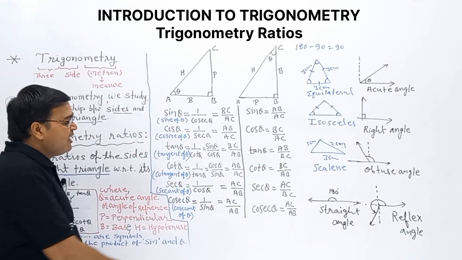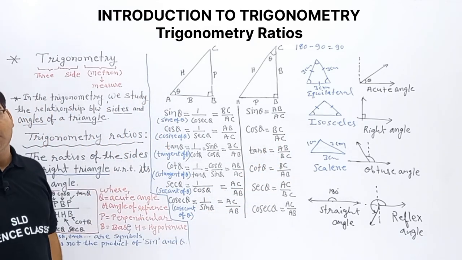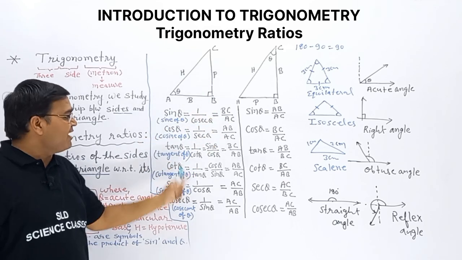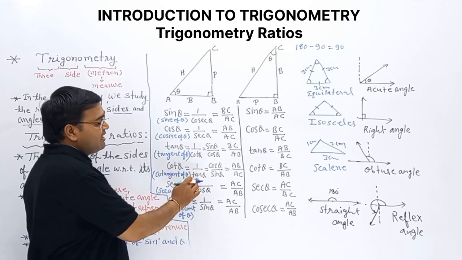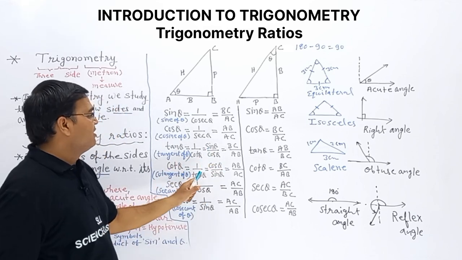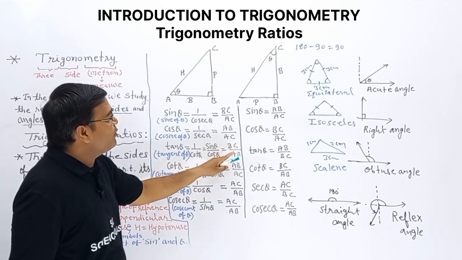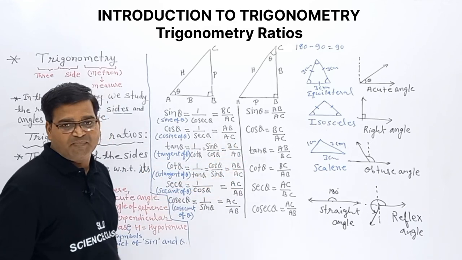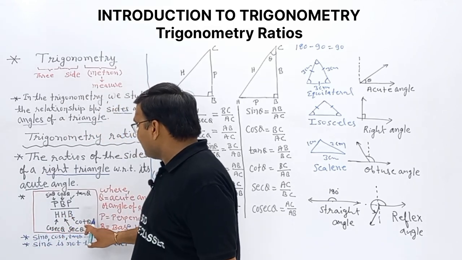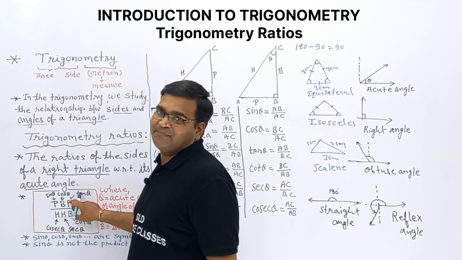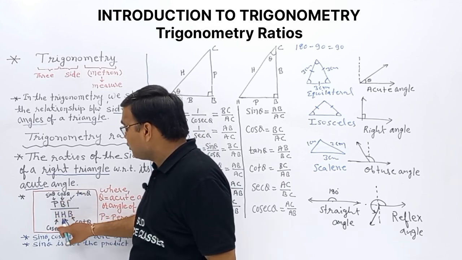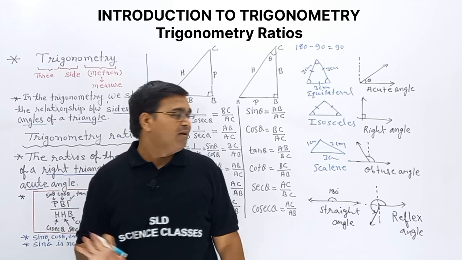Clear? Now the remaining three are reciprocals. We inverse all these to find the remaining. Cot theta is 1 by tangent theta. We can say cos theta upon sin theta. Reciprocal only. So its reciprocal will be BC upon AB. And you can use the reciprocal formulas. Cot theta is what? B upon P. Sec theta is what? H upon B. Cosec theta is what? H upon P.